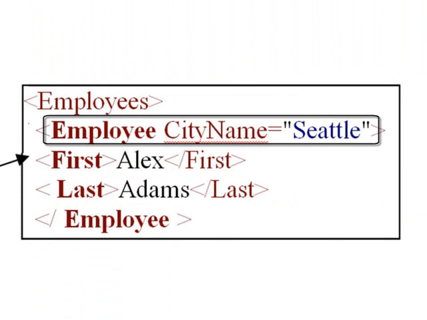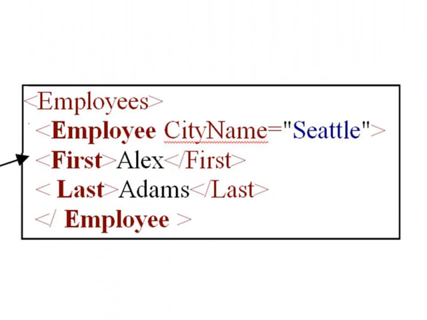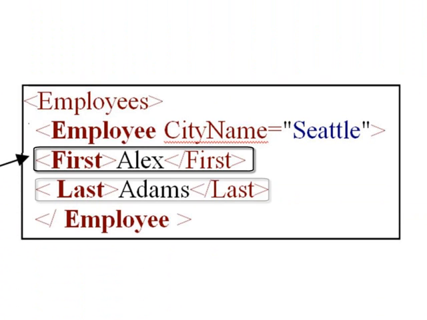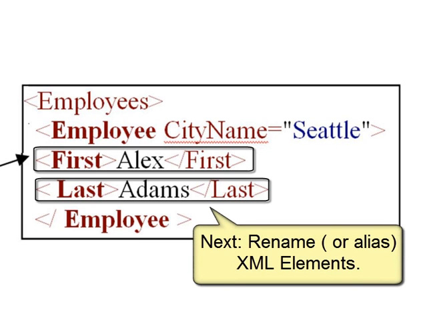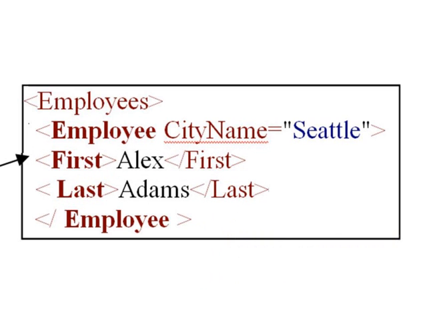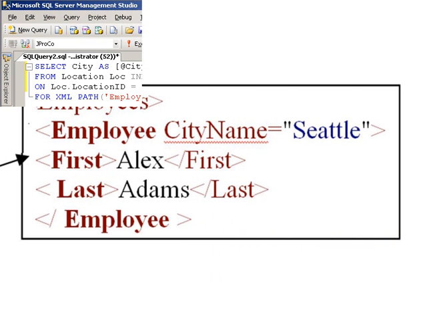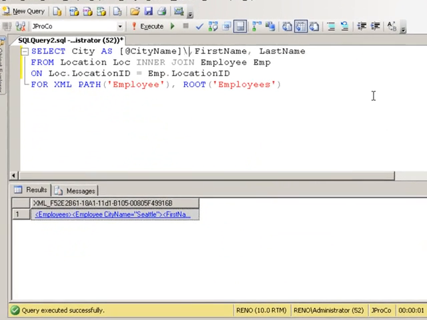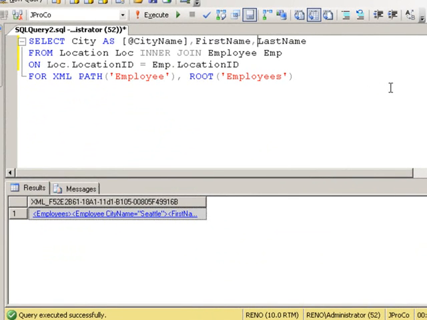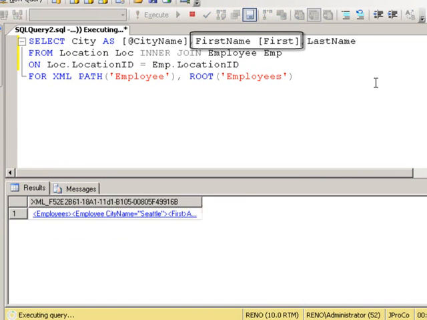We've already put the city name attribute as a child of the employee element. Now we want the first name element to just be called first, and the last name element to just be called last. We're just gonna create another field alias after the first name field in the select list, but we're not gonna use an @ symbol. We're just gonna use the name we want because it defaults to elements.